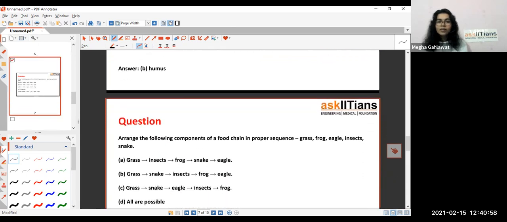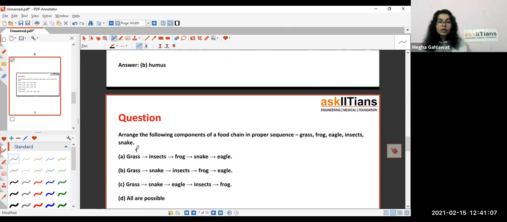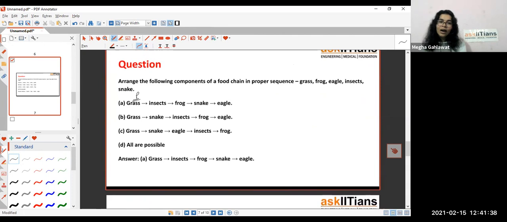Next question is, arrange the following components of the food chain in a proper sequence. Will the grass be the producer? Yes. Insects? Okay. Frog? Yes. Snake? Uh-huh. And eagle? Yes. So the grass is present there and insects are present in the grass. Frog is going to eat the insect. Snake is going to eat the frog. And eagle is going to eat the snake. Or can insects eat a snake? Or maybe can insects eat an eagle? Are all possible? So yes, you're correct. It's the A one, right?